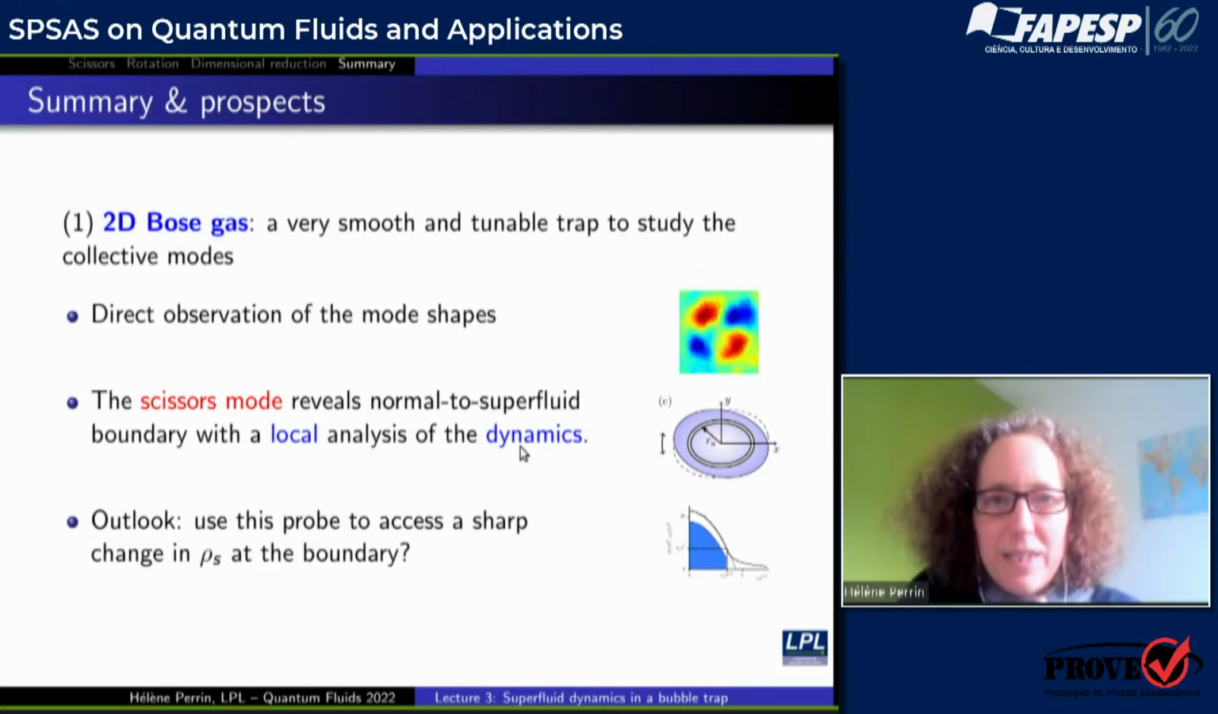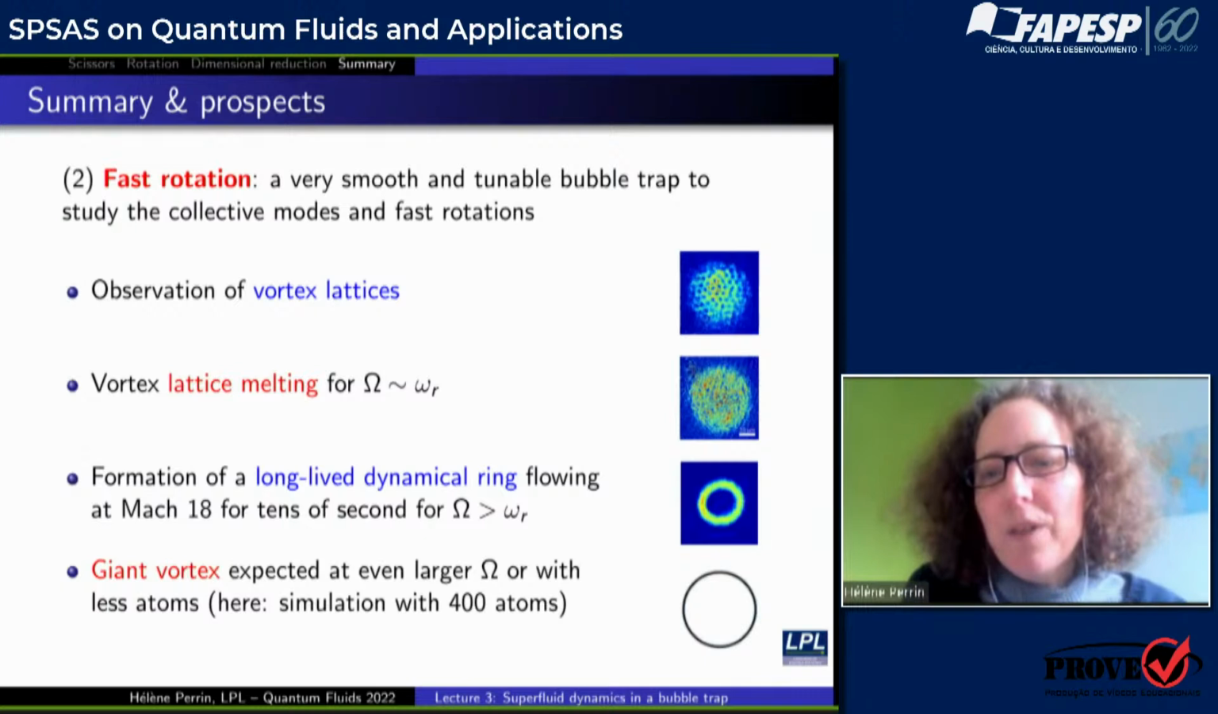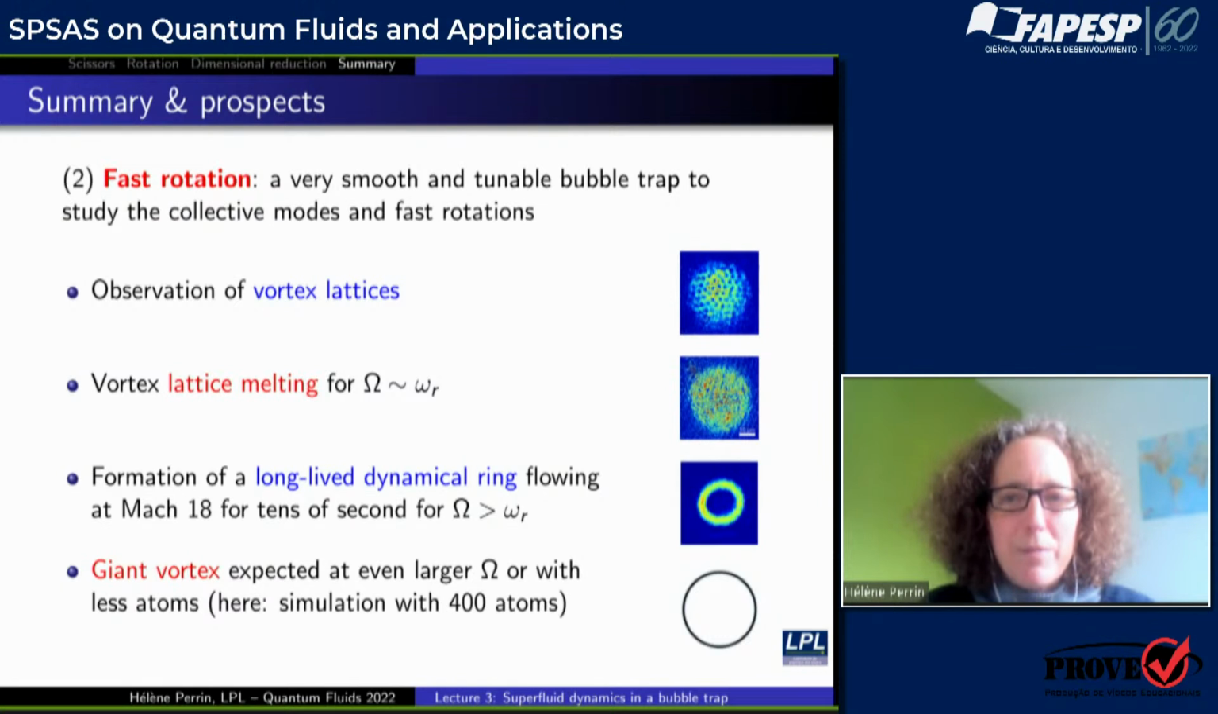And so one outlook of this work would be to try to identify a jump in superfluidity with this kind of measurements. Second, I have shown you that by rotating very fast in the bubble, we go from the situation where we have a vortex lattice to the situation where we have a dynamical ring. And so one prospect here would be to try to reach the giant vortex regime. So in our situation, to be able to have a giant vortex, we would need to reduce a lot the number of atoms. And the challenge is to detect them in this case. So it's not really easy. We should have like 400 atoms. And we have to change the detection sensitivity to be able to see them.